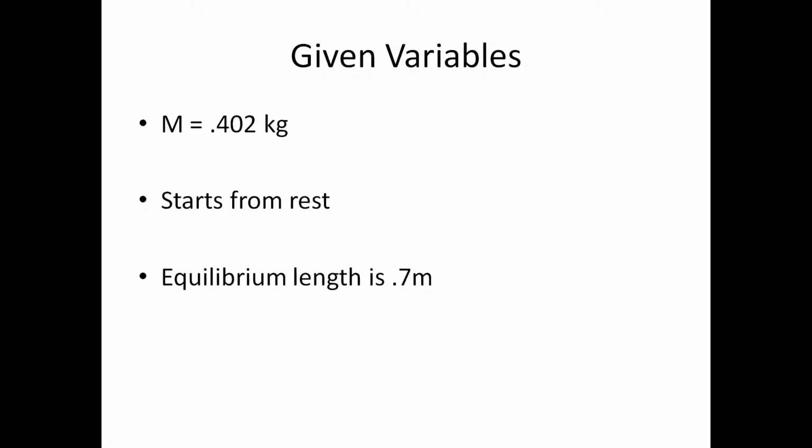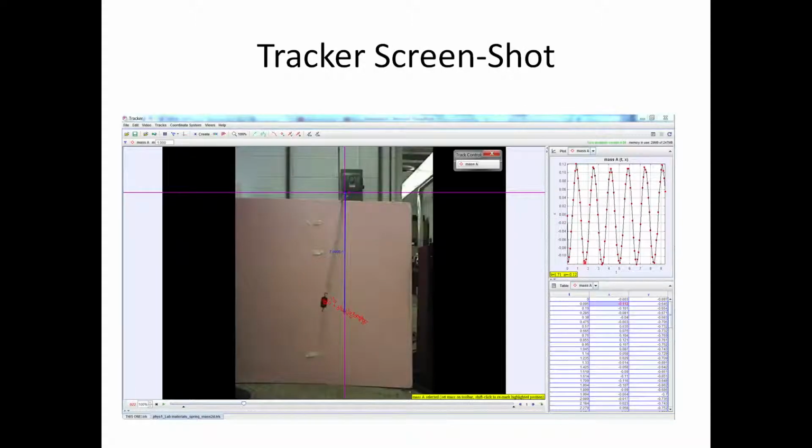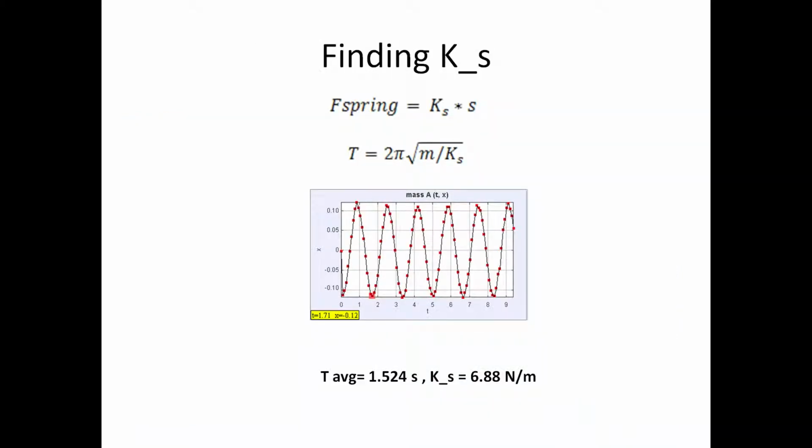We are given a few variables to start off with. The mass of our ball is 0.402 kilograms, the mass starts from rest, and the equilibrium spring distance is 0.7 meters. Here's a shot of our tracker video that we'll be using for this lab. In order to build our computer model, we always need to initialize our data.